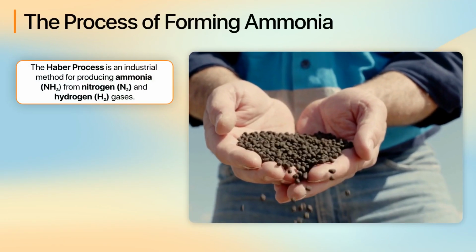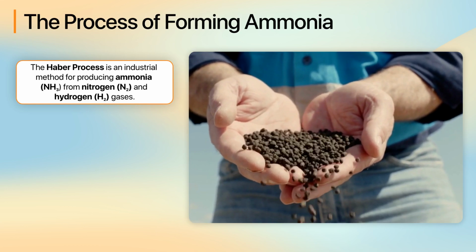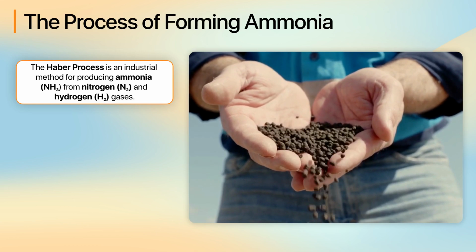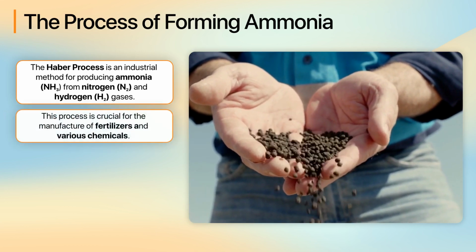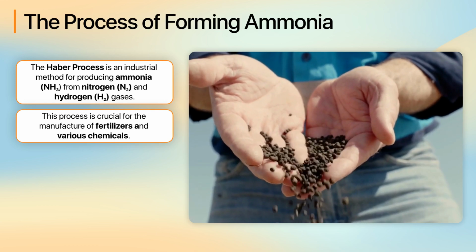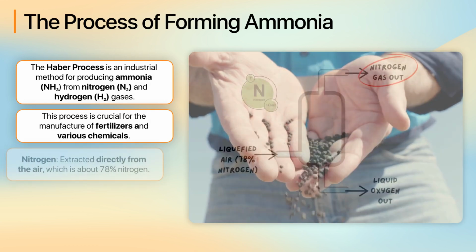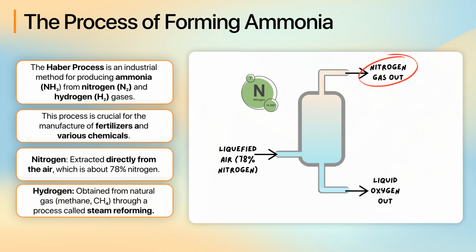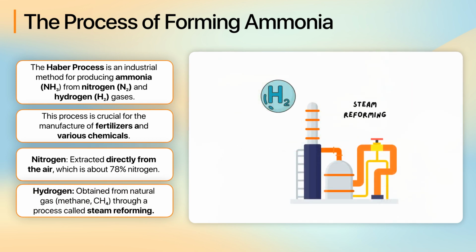The Haber process is an industrial method for producing ammonia, NH3, from nitrogen, N2, and hydrogen, H2 gases. This process is crucial for the manufacture of fertilizers and various chemicals. Nitrogen is extracted directly from the air, which is about 78% nitrogen. Hydrogen, H2, is typically obtained from natural gas, methane, which is CH4, through a process called steam reforming.